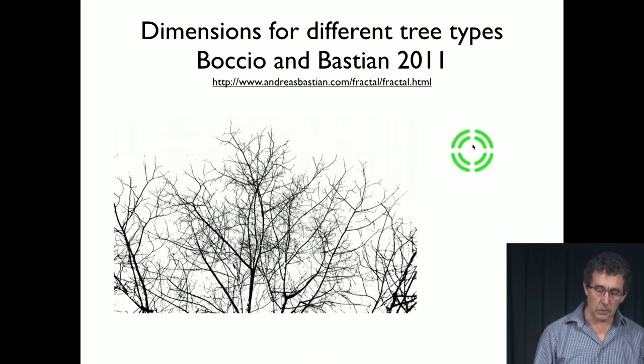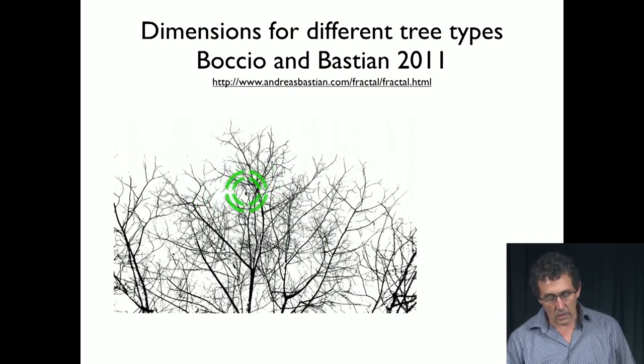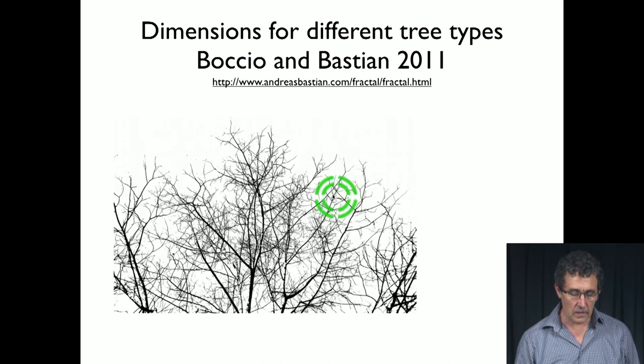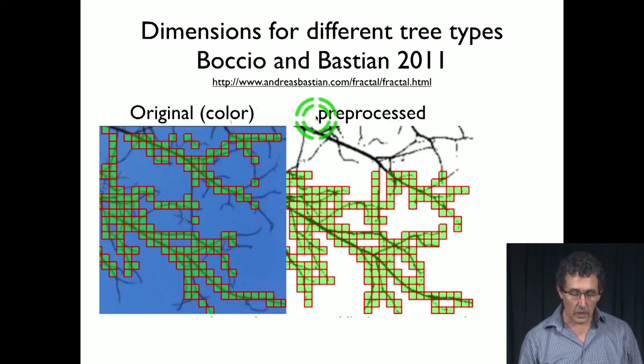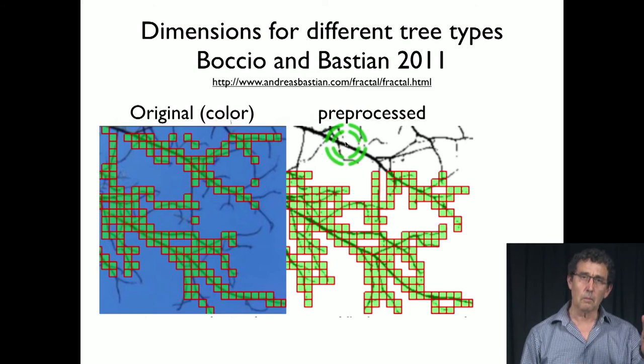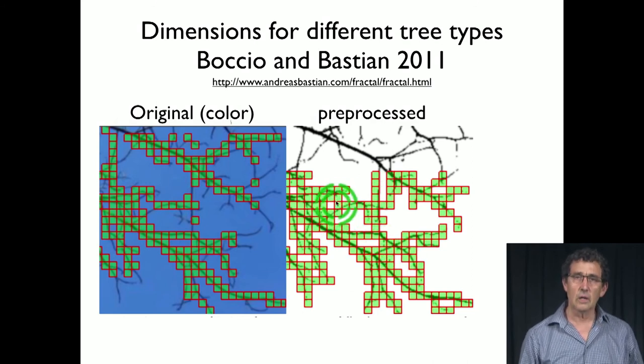Here is a more experimental way of measuring a similar thing, taking a picture of the bare branches of a tree, and then trying to say, okay, what's the fractal dimension, or what's the intrinsic dimension of this set? Again, you can go and visit this site here. And the way that it is done is basically you take the original color, you make it into just black or white pixels, and then you see how many squares of some size you need to cover all of the pixels that are black.